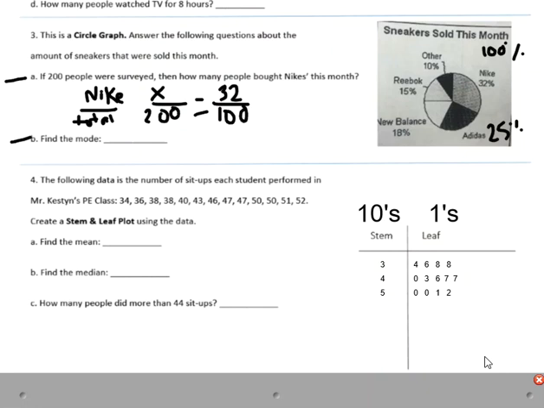So now you have your data in a stem and leaf plot. You can answer the questions based off of this data. You could even look at the list too. It's just two different ways to present the information. So I want you to find the mean, find the median, and then tell me how many people did more than 44 sit-ups. So I'll just go ahead and mark these again. These should be your U-tries. When you're done, just raise your hand and we will check those as well.